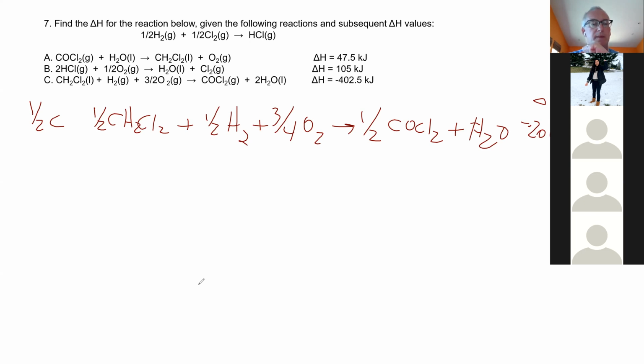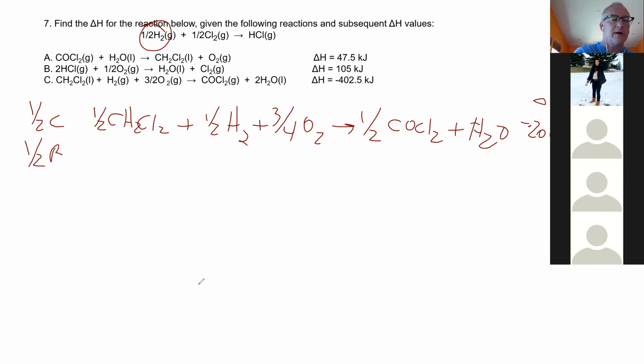Okay, so we found our hydrogen. So hydrogen, we're good. So now I need to find chlorine gas. Which reaction has chlorine gas in it? Reaction B. Yeah, B. Two problems. It's got chlorine as a product and it's got too much. So what are we going to do with that one? Yeah, we need to divide it by 2.